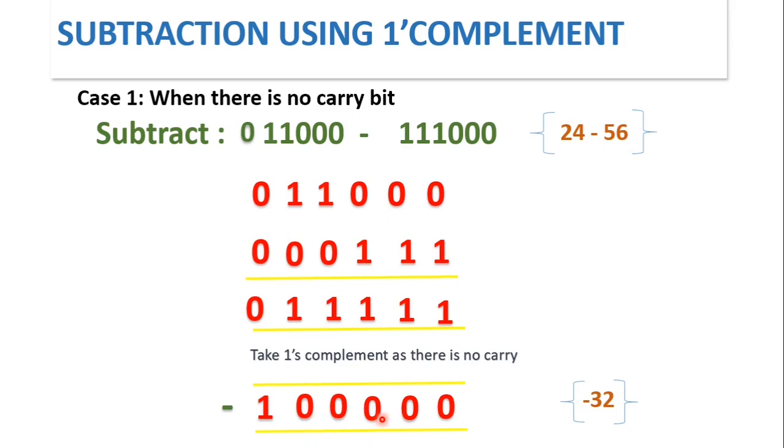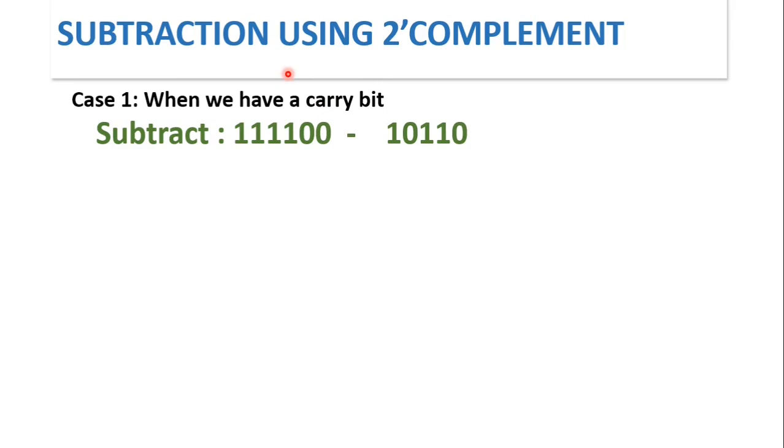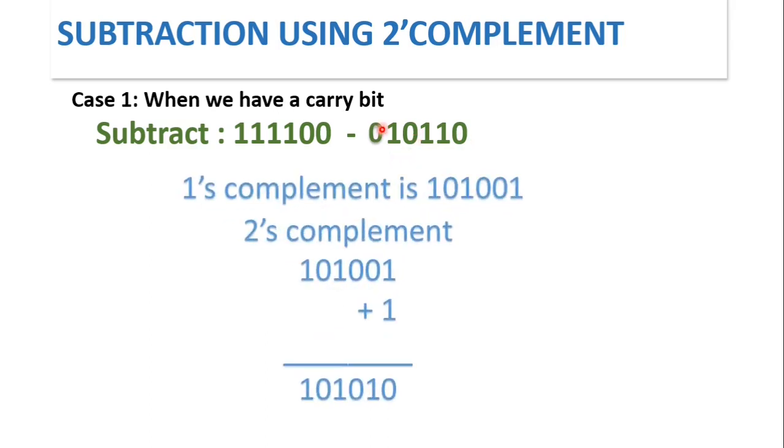Now we move to the next topic, which is subtraction using 2's complement. And there are two cases. We'll discuss the first one when we have a carry bit. The first step would be to check the number of bits in the first and second number. There are 6 bits in the first number and 5 bits in the second, so we'll make them equal and add a 0 to it. Unlike the previous case, where we were calculating the ones complement, here we'll calculate the 2's complement of the number which has a negative sign.